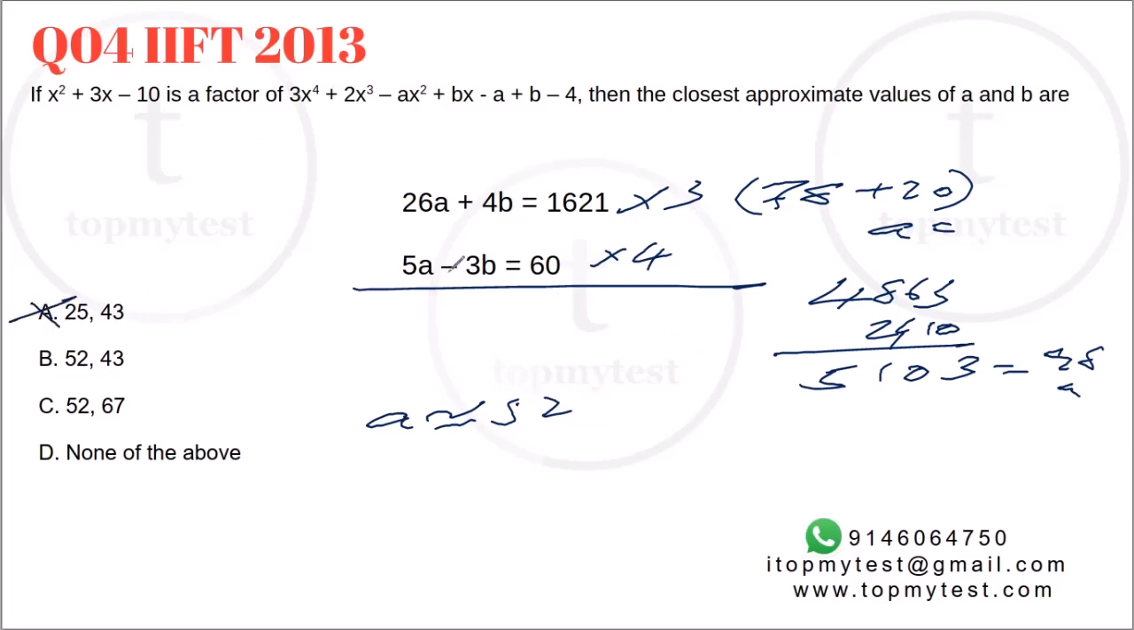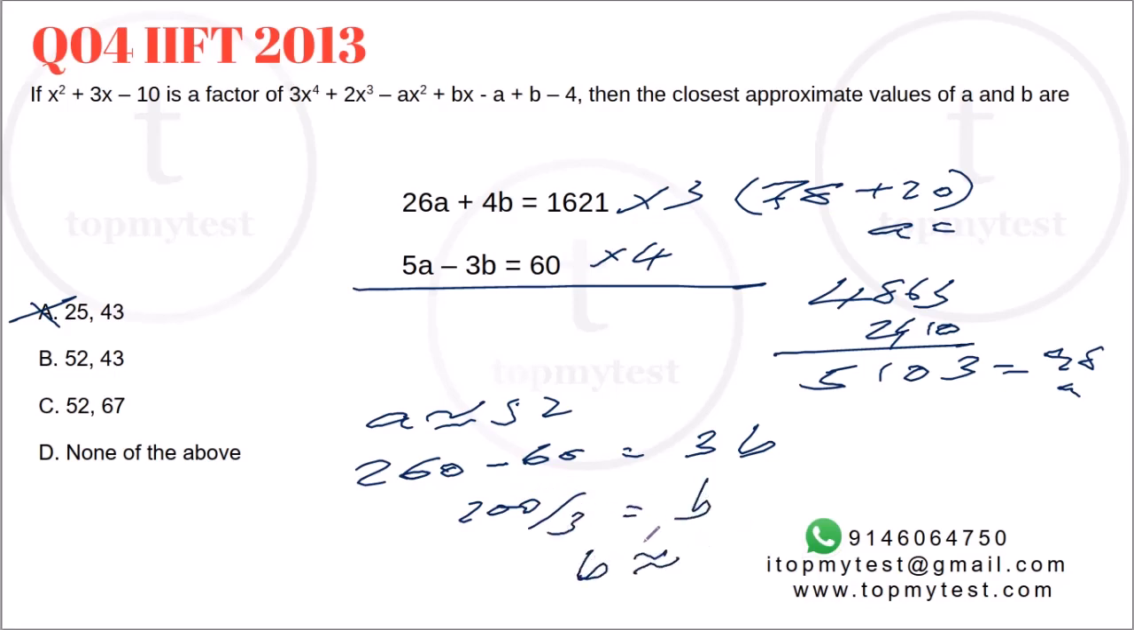Right, if I substitute a is equal to 52 in the second relation, that's easier to work with. 52 into 5 is 260. Minus 60 will be equal to 3 times b. If I rewrite this, you'll get 200 by 3 equals b. So b will be approximately 66, 67. Option C will be your correct choice.